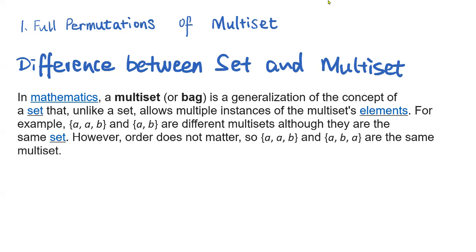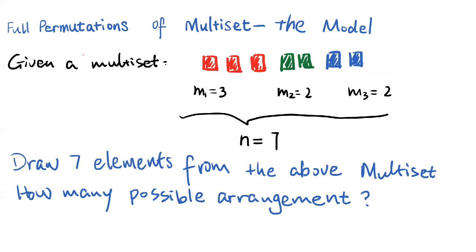Okay, so now let's have a look at what is called a full permutations of a multiset. I'll give you a concrete example to illustrate this concept. Suppose we have a multiset here, which is a container that contains three red identical tiles and two identical green tiles and two identical blue tiles. And the question is, if I draw 7 elements from the above multiset, how many possible arrangements are there?